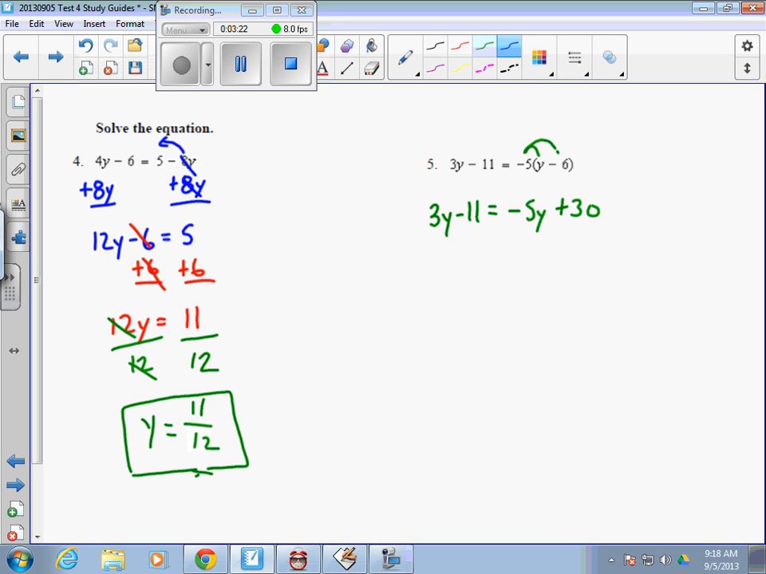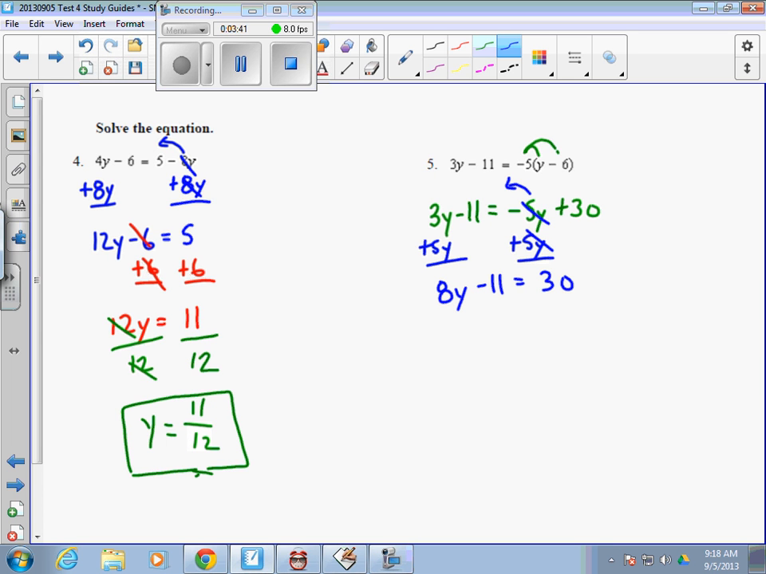Bring your smaller y to your larger one. Negative 5y is smaller, so we want to bring that one over. Undo minus 5y by adding it. If you do it to the right, add 5y to the left. 3y plus 5y is 8y. Minus 11 equals, negative 5y plus 5y cancels out, 30.